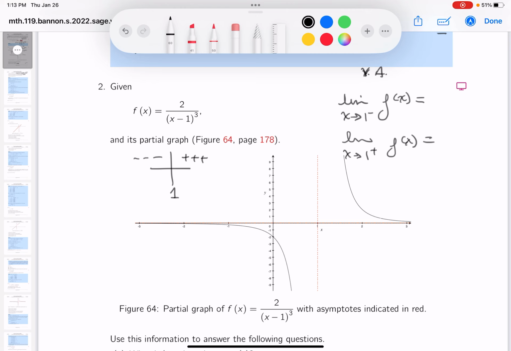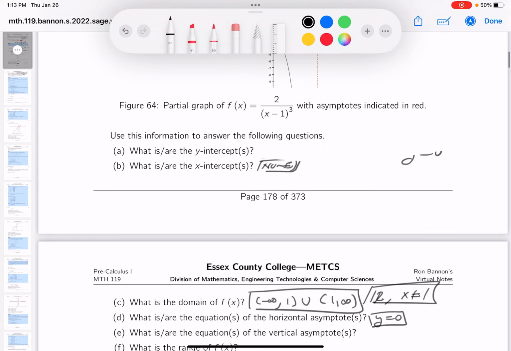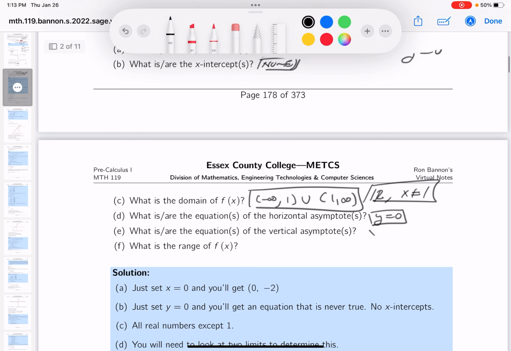So what do I know? If I'm to the left of 1, it's going to be negative, and remember, it's getting closer and closer to 0, so it's going to blow up. And to the right of 1, it's going to be positive, and again, I'm getting close to 0, so it's going to blow up. So what do I now know? I know there's a vertical asymptote, by my work and also by the picture: x equals 1. Let me go back over here and write that down for you. x equals 1.